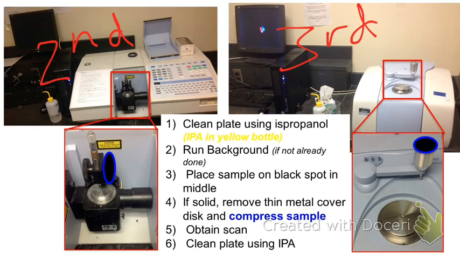You would put your sample right in the center of that little black dot. Okay, if it's a liquid, you can put everything just directly on there, and then you just go ahead and click scan, and you're all happy.